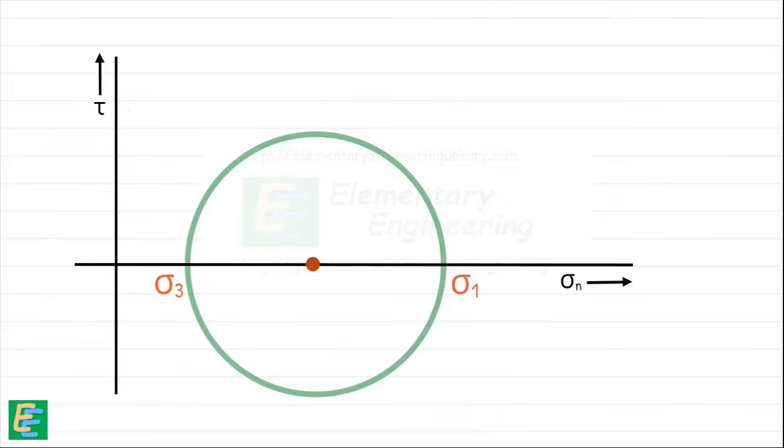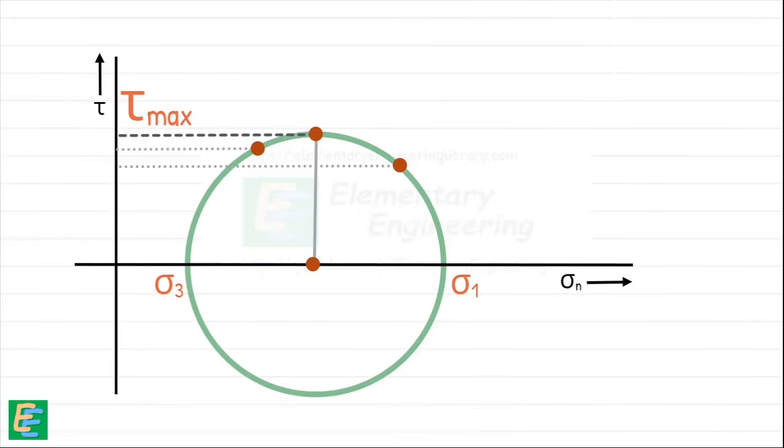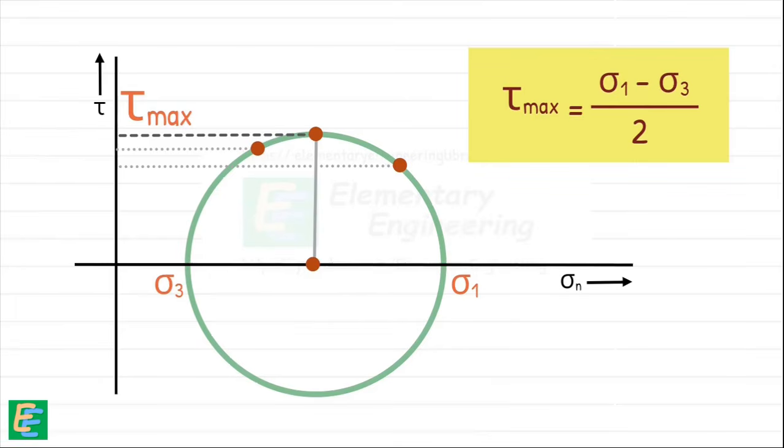Also, we can see that the point located at the top of the Mohr circle represents the maximum shear stress acting on some plane within the soil. It is clear from the circle that this maximum shear stress is equal to the radius of the circle. As we move in either direction from this point along the circle, the shear stress value decreases. Therefore, the magnitude of the maximum shear stress that can occur on any plane in the soil is equal to the radius of the Mohr circle.